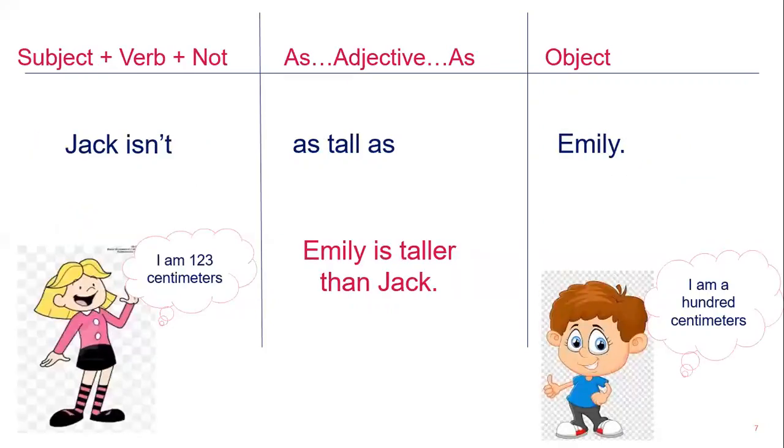Look at comparison of inequality. Remember, if you want to say that two things are not equal, you must use a negative sentence. The pattern is subject plus verb, followed by not, and then we can add as adjective as, and at the end we should put the complement of the sentence or the object.